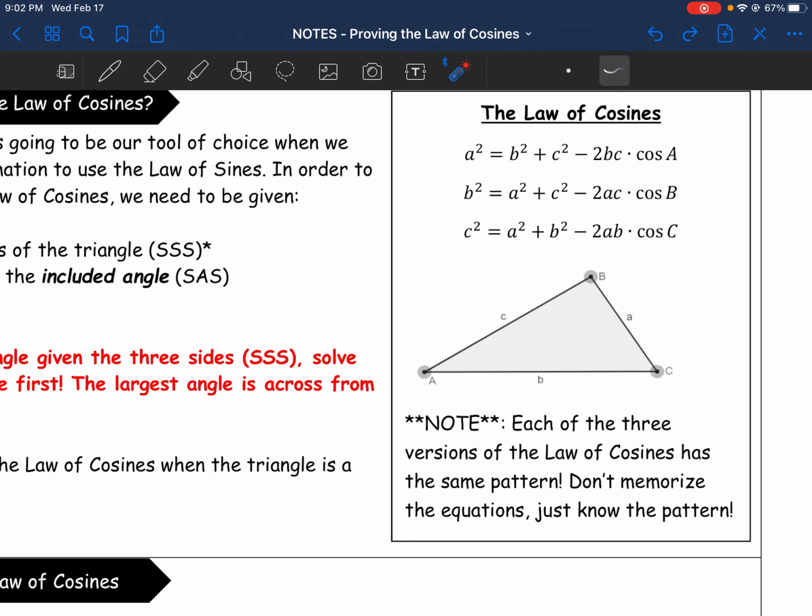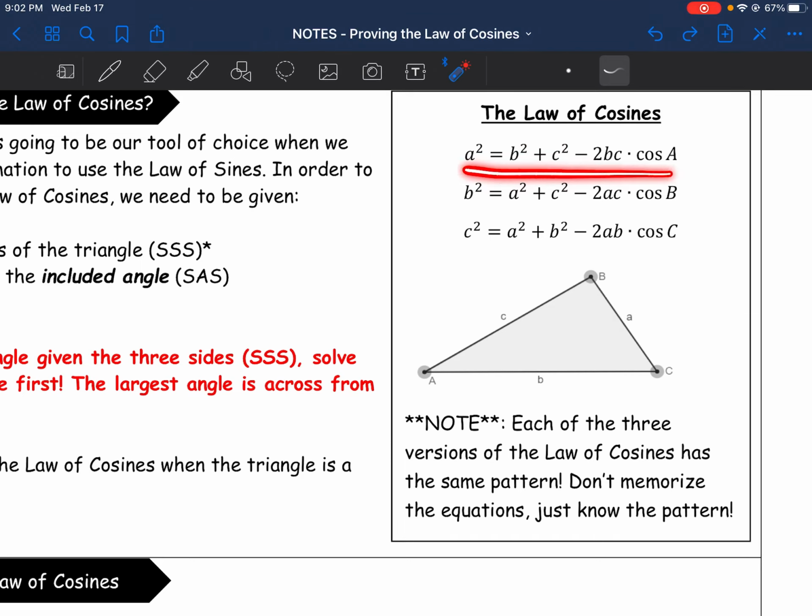Now, one thing that I want you to notice is that each of these 3 statements of the law of cosines have the same pattern. So don't memorize the equations, just memorize the pattern. Notice A, B, and C are all sides of the triangle, and the uppercase letter is the angle. So side A squared is equal to side B squared plus C squared minus 2BC times the cosine of A.